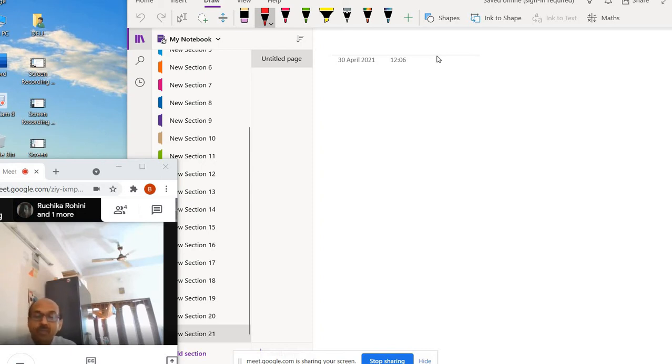Today we are going to discuss the adjoint of a matrix, chapter determinant. So, how to find the adjoint of a matrix? By using cofactors only, we can find it. So, let's start now.